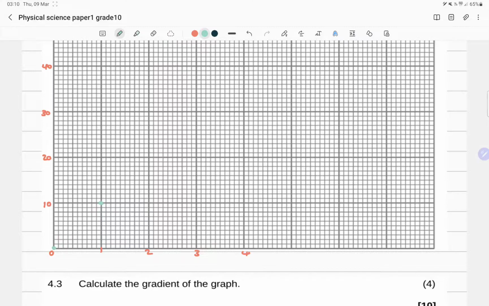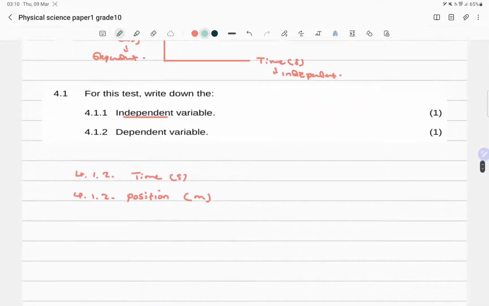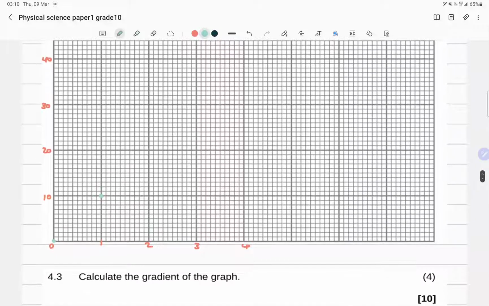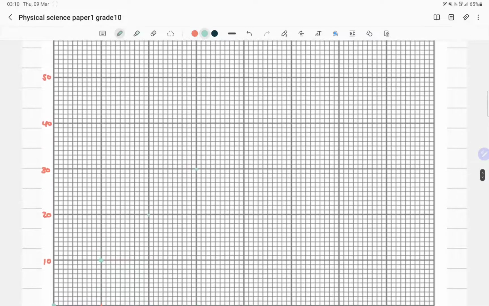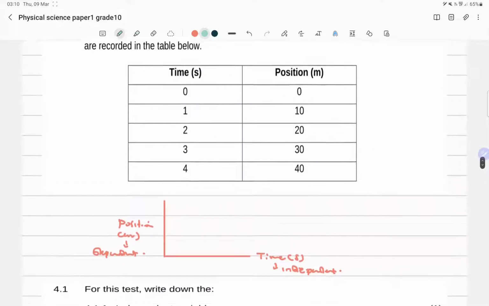Okay, so now the next one is 2 with 20. It looks like everything is doing this, eh? Yeah, everything is doing what it's doing. So we are fine. So that is easy.